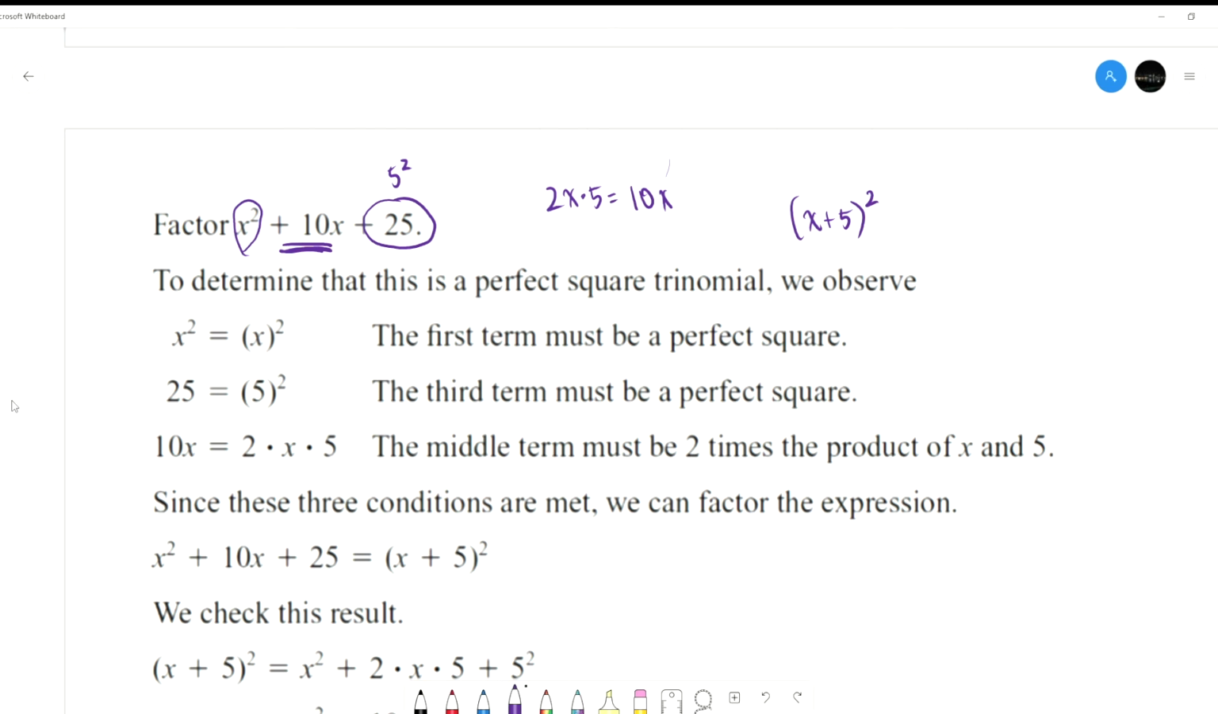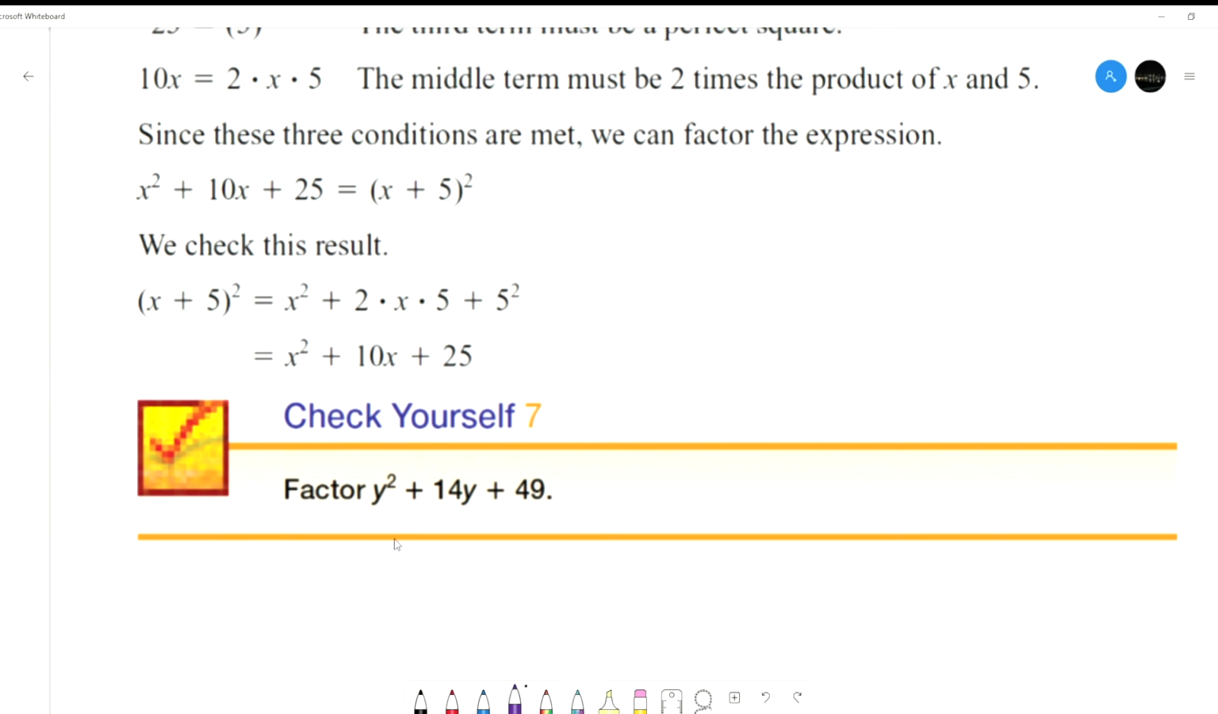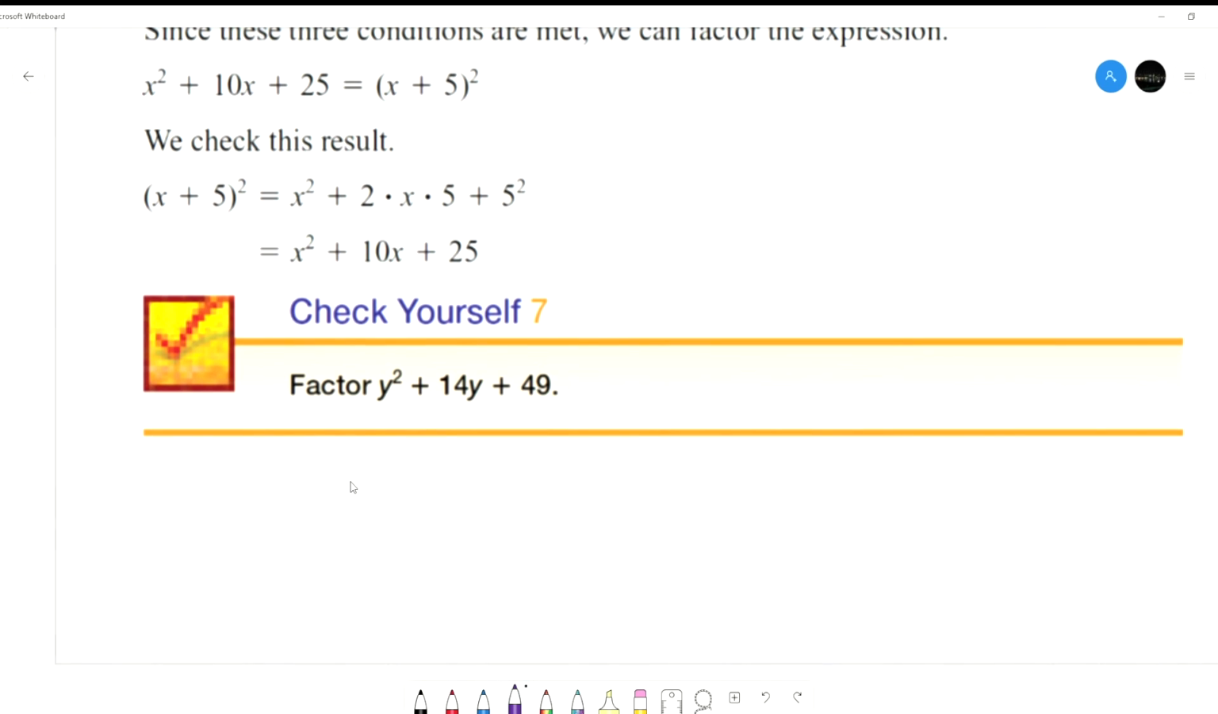Okay, so let's look at this. Check yourself here: y squared plus 4y plus 49. We need to check, is this a perfect square trinomial? How do we check? I know this first term is y squared, and this 49 is 7 squared. So to check, I need to see, is this 14y? If I do 2 times the first times the second, does it come out to the middle term? Yes, this is 14y. So this is actually a perfect square trinomial.